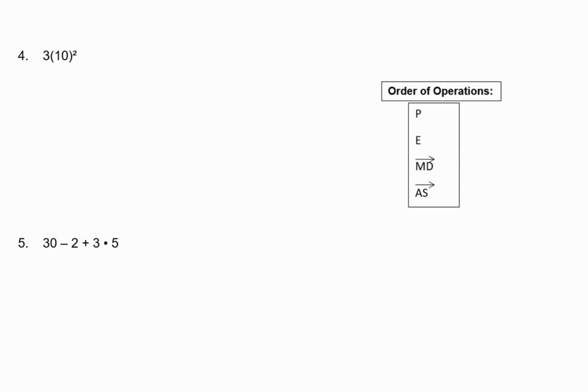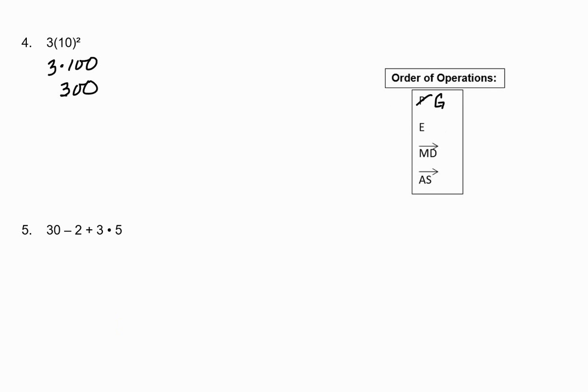Okay, with problem 4, we are still going to be using our order of operations. We're going to see if there are any parentheses or any grouping symbols. And there are grouping symbols here, but there's nothing inside the grouping symbols for me to do. There's just the number 10. So then I'm going to move on to exponents. So I have 10 squared. That's the next thing I need to do. 10 squared is 100. So I'm going to have 3 times 100, which is 300.